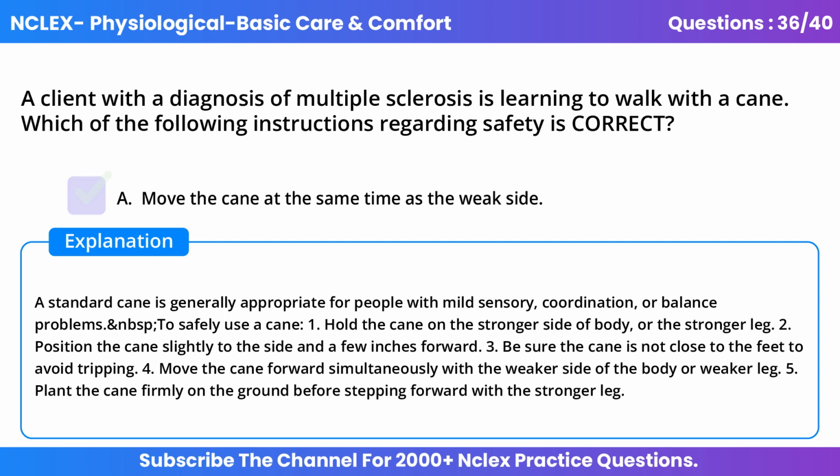And NBSB. To safely use a cane: 1. Hold the cane on the stronger side of body, or the stronger leg. 2. Position the cane slightly to the side and a few inches forward. 3. Be sure the cane is not close to the feet to avoid tripping. 4. Move the cane forward simultaneously with the weaker side of the body or weaker leg. 5. Plant the cane firmly on the ground before stepping forward with the stronger leg.